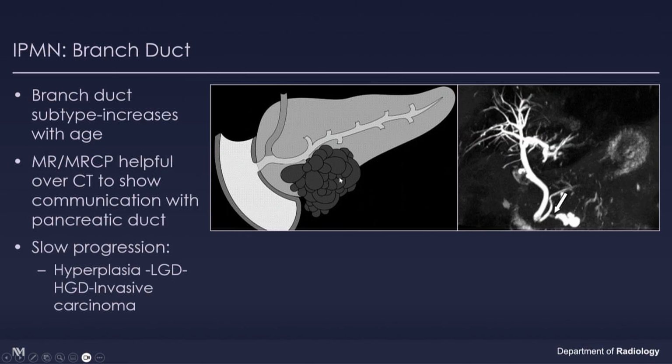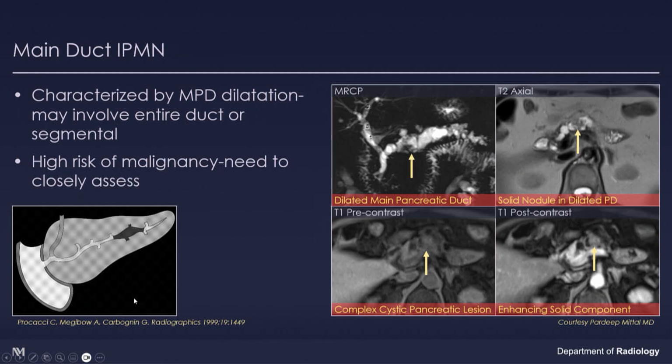So what are the branch duct IPMNs? Well, sometimes I find that people call these serous cystadenomas, especially when you see it in the uncinate, because it looks like a cluster of grapes. But the uncinate lesions, a lot of times you'll see actual communication with the pancreatic duct, and these are due to branch duct IPMNs. And MR and MRCP can be helpful because sometimes you can actually see that communication, and it's a slow progression from hyperplasia to low-grade dysplasia, high-grade dysplasia, and developing into cancer.